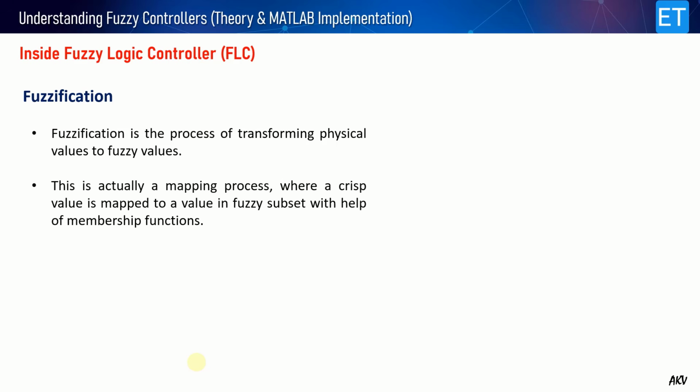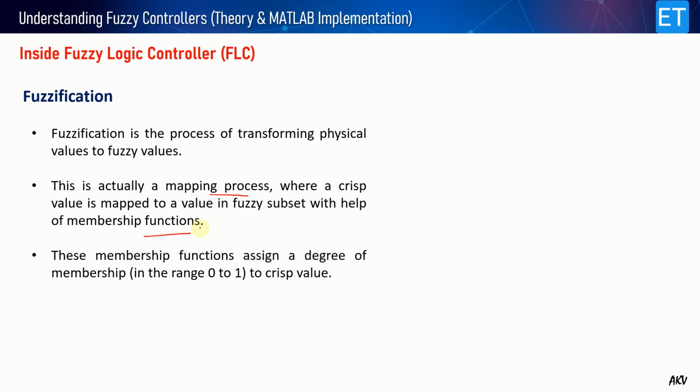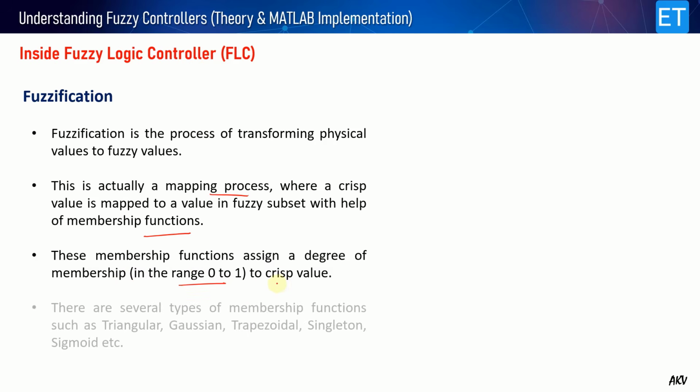This is actually a mapping process where a crisp value is mapped into a fuzzy subset with the help of some membership functions. These membership functions assign a degree of membership in the range 0 to 1 to those crisp values. There are several types of membership functions such as triangular, Gaussian, trapezoidal, singleton, sigmoid, etc.